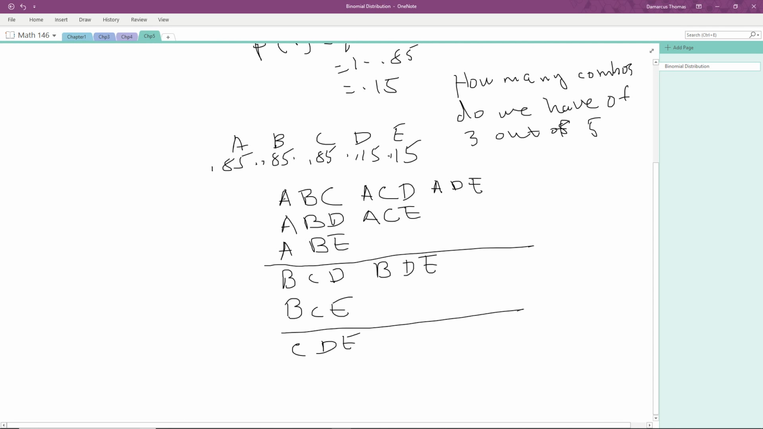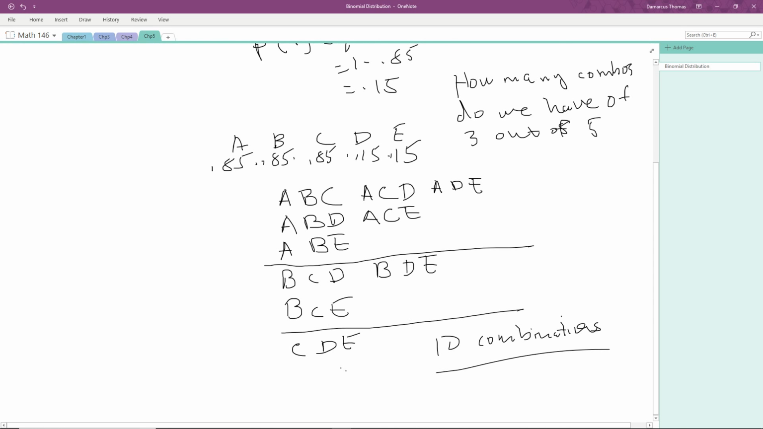So let's count up all of these. There's 1, 2, 3, 4, 5, 6, 7, 8, 9, 10. So it turns out there are 10 combinations. So if we had just done this probability, we'd actually have to do this 10 times. I'd do 0.85, 0.85, 0.85, 0.15, 0.15 for the other two. I would give all these 0.85 and the other two would be 0.15.